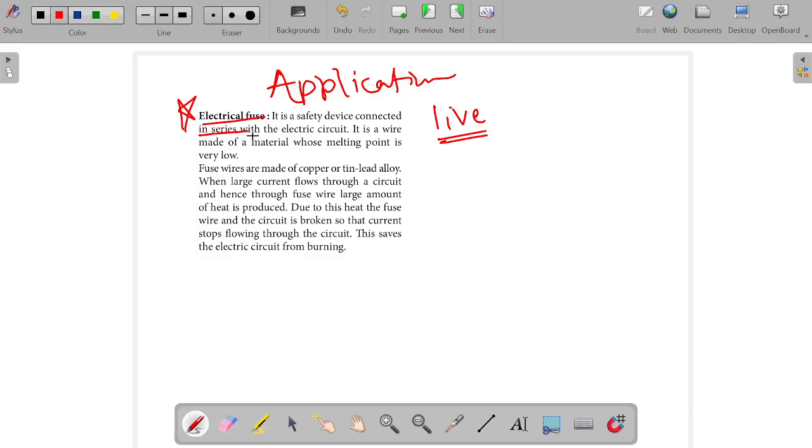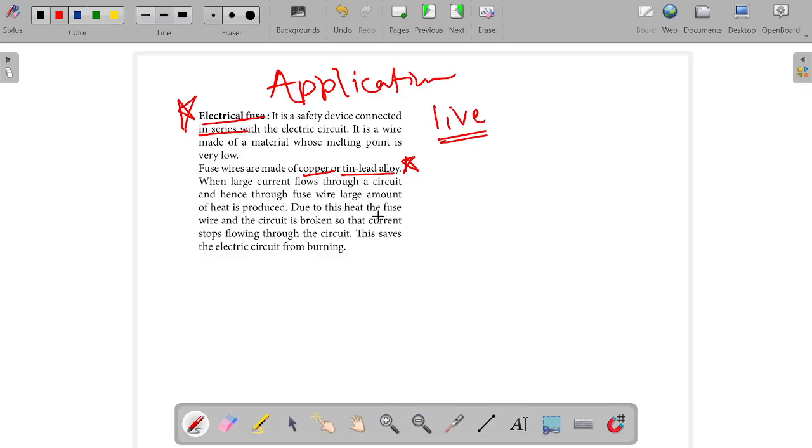And a fuse has very special characteristics because it has a low melting point, and when high current flows through it, it melts down easily. They are generally made of copper or tin lead alloy. Tin lead alloys are commonly used to make the electric fuse. So it works on the heating effect of the current.